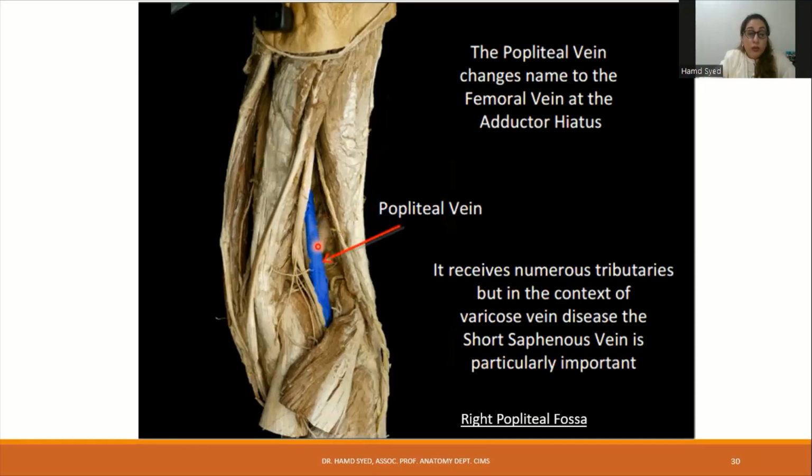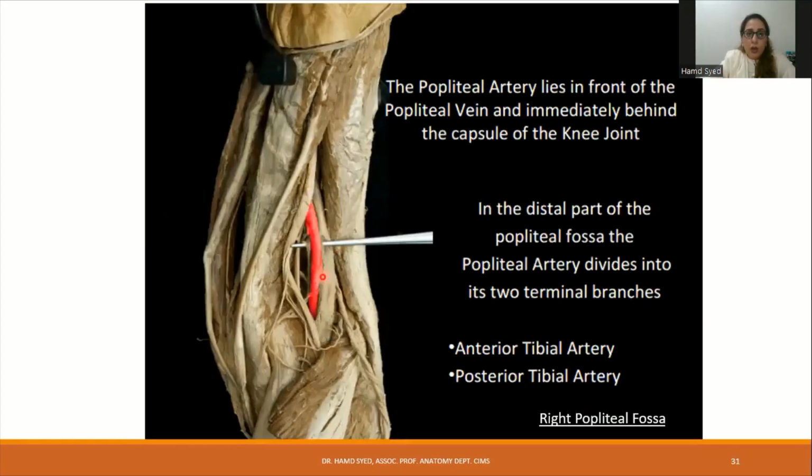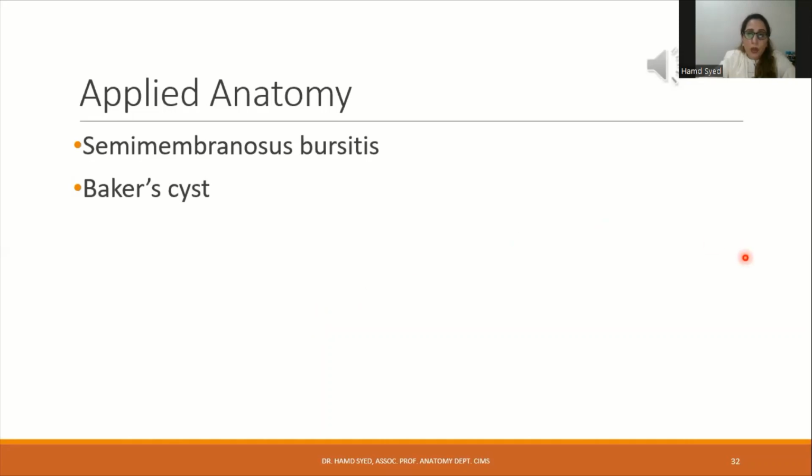Popliteal vein, you can see over here highlighted in blue, is present within the popliteal fossa, but the deepest structure you can see is the popliteal artery. And remember, in the lower part of the popliteal fossa, this popliteal artery is going to divide into its two terminal branches, which are anterior and posterior tibial arteries. So this was a quite brief description of the popliteal fossa, its boundaries and contents.